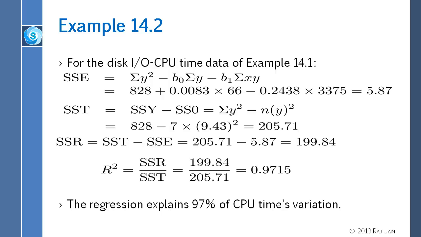205.71. So the point to notice is that if you didn't know x at all, then the best you could do is give the mean, and then your errors would add up to 205.71. Now that you have x, your errors add up to only 5.87. All right. What that means is that you have explained 97% of these errors squared. Between 5 and 200, you have explained 97%.